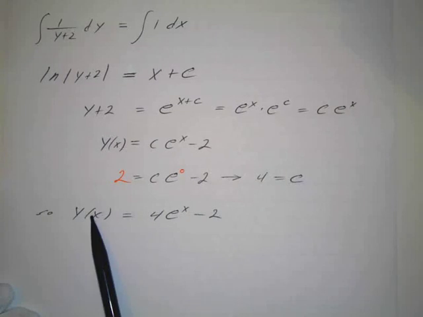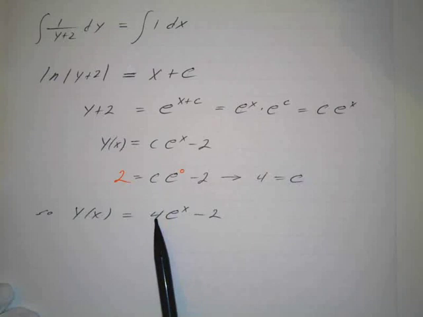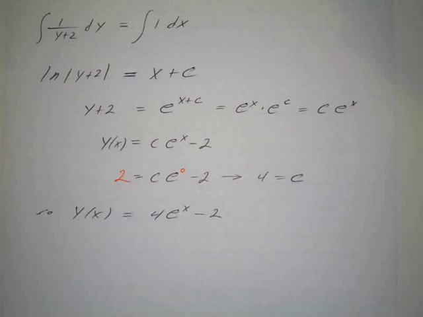Okay, so I just substitute that in for c, so y as a function of x equals, instead of c, 4 e to the x minus 2.